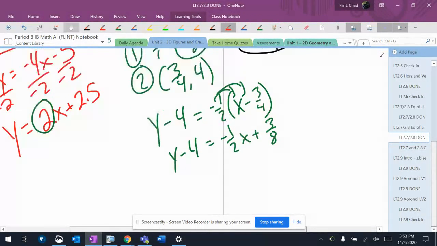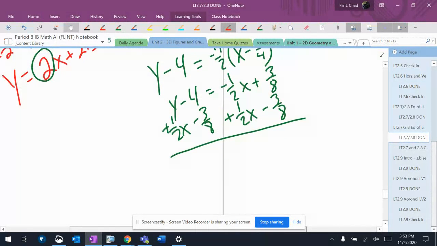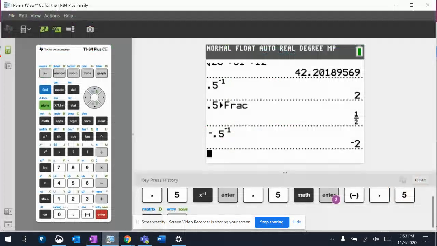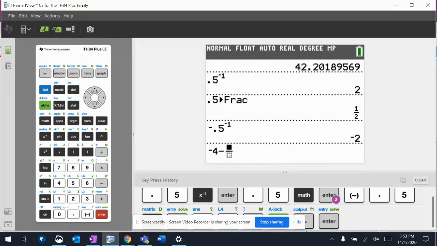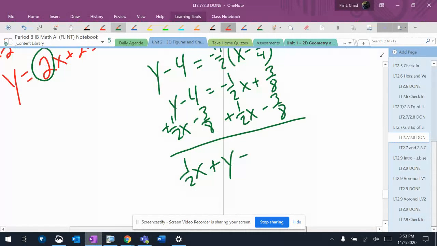All right. Now it wants it in standard form, so everything has to go to one side. I really like the x to be positive. So plus 1/2 x minus 3/8, plus 1/2 x minus 3/8. All right. So let's rearrange stuff here. So 1/2 x, y is positive. I type into my calculator, negative 4 minus 3/8. Let's see what it gives me, because I know what the answer is, but I'm curious as to the way that the calculator will spit the answer out. 3/8. So that's what I thought. So negative 35 over 8. So leave it as a fraction.